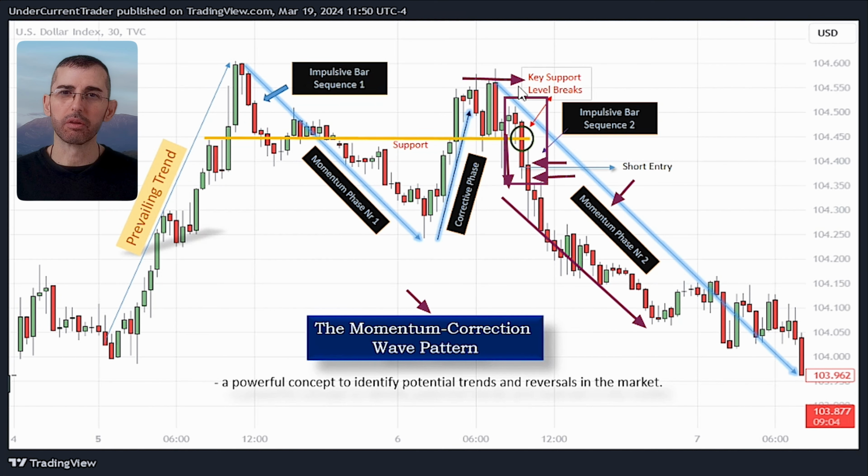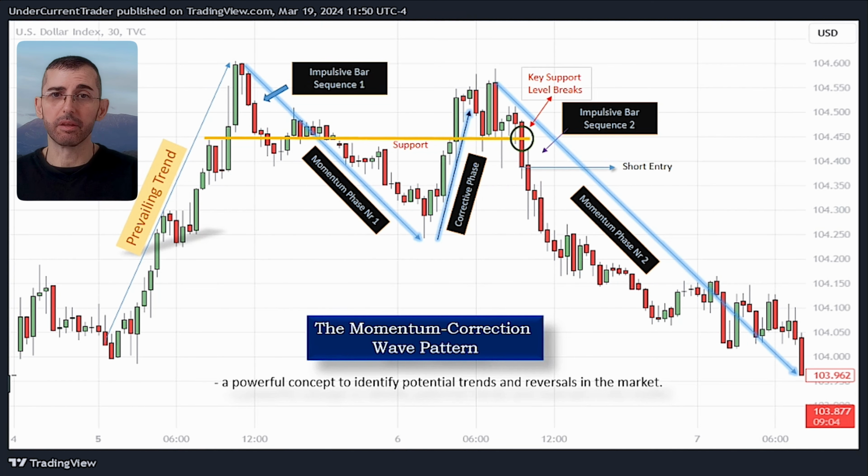I would also like to note that you could also look for other chart patterns within the corrective phase, such as rising wedges, bearish pennants, or descending channels that indicate a potential continuation of the impulsive move. Once you identify them, then you can use them as confluence of the momentum correction wave pattern.